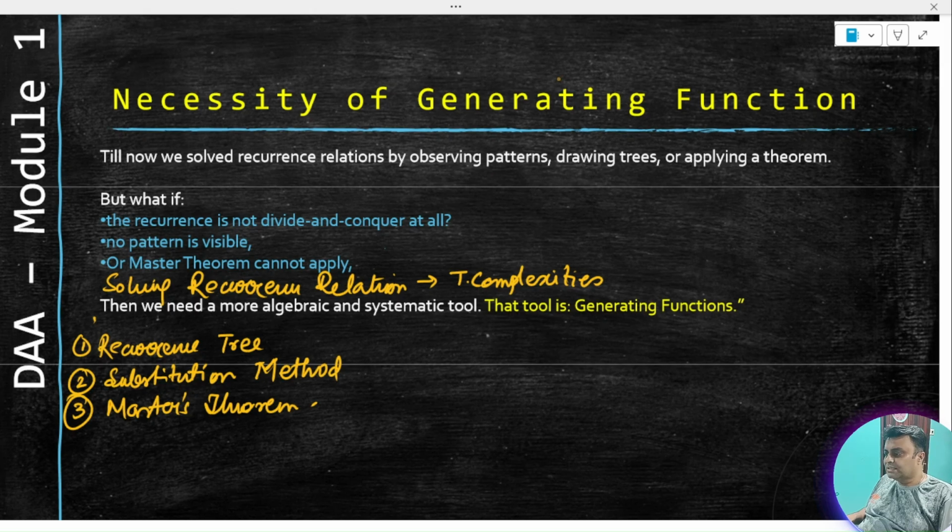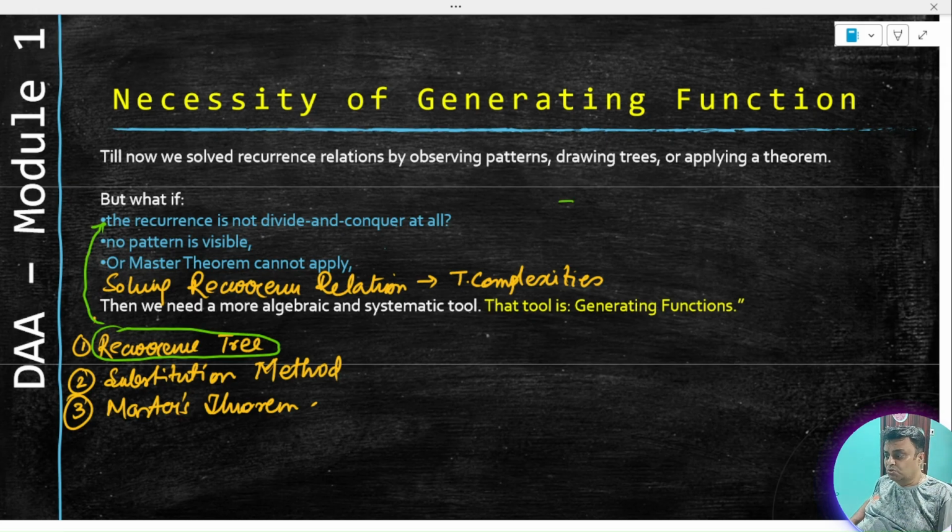Now, in the recurrence tree method, there will be a challenge, and I'll show you the challenges shortly. In fact, let us try to aggregate these points. I am saying that this recurrence tree method of solving will have a challenge when the recurrence is not divide and conquer at all. Right? So there is no divide and conquer.